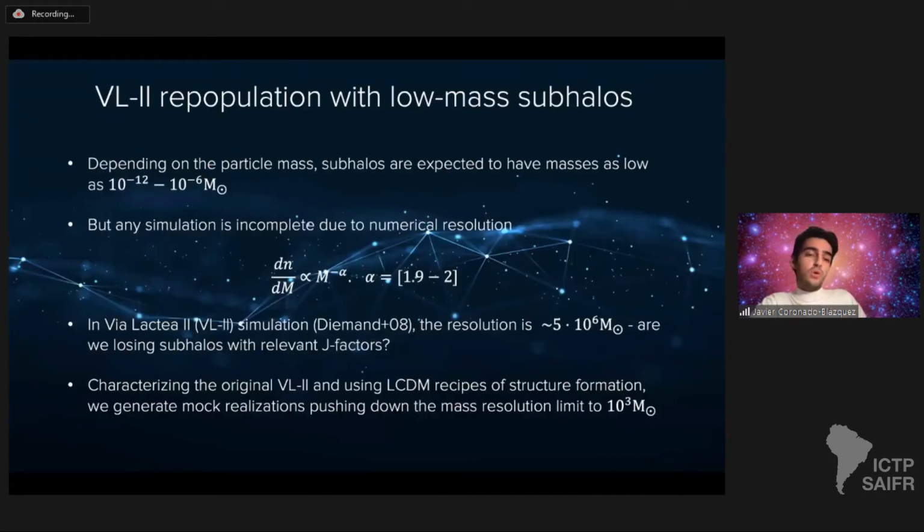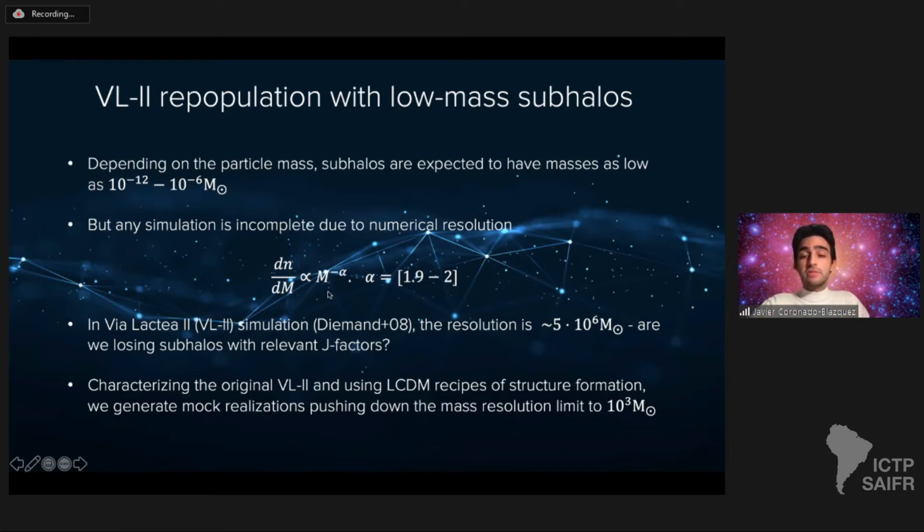So how can we address this problem? Well, we take into account that depending on the assumed particle physics model, subhalos are expected to have masses going down to 10 to the minus 12, 10 to the minus 6 solar masses. 10 to the minus 6 solar masses is roughly the mass of the Earth, so very small structures. The problem is that any n-body simulation is incomplete due to numerical resolution. And this is the subhalo mass function. This is telling you how many subhalos you have per unit of mass.